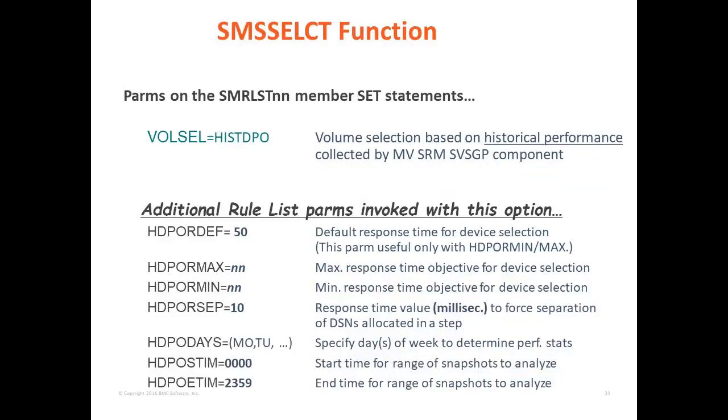The historical DASD Performance Optimization param for the SMS select set statement is HistDPO. When using HistDPO, then HistDays in the SMM sysxx member should be set to something other than the default value of 0, so that the historical data is collected and retained in the data space. Values can be set for maximum and minimum response times, a range of snapshots, which are the SMF, CMF, RMF intervals, or even days of the week can be selected in order to provide granular settings for the most critical times for optimum performance.